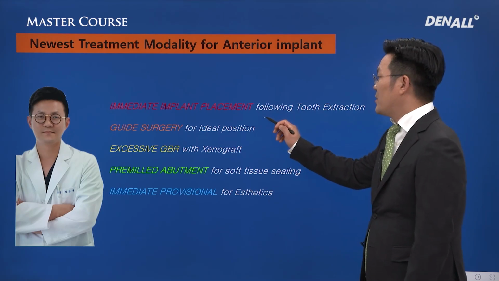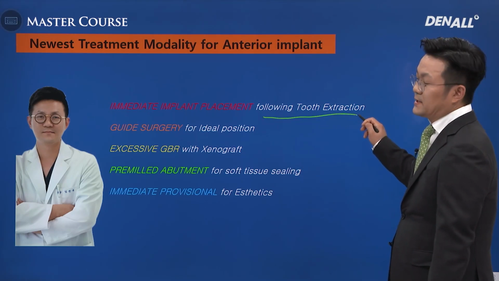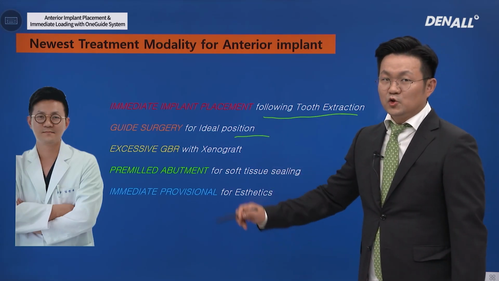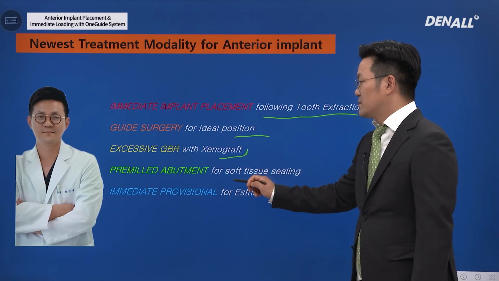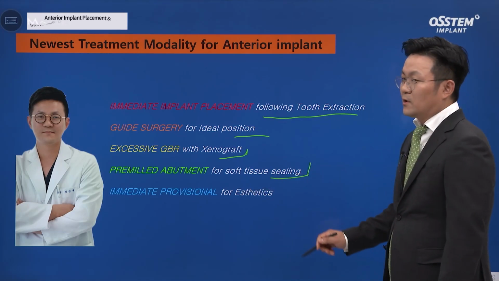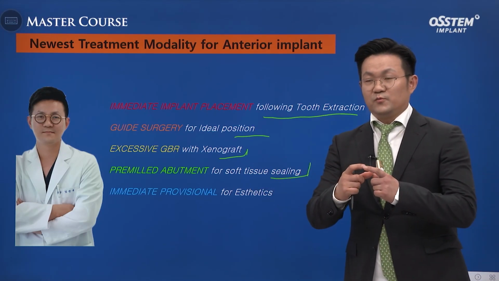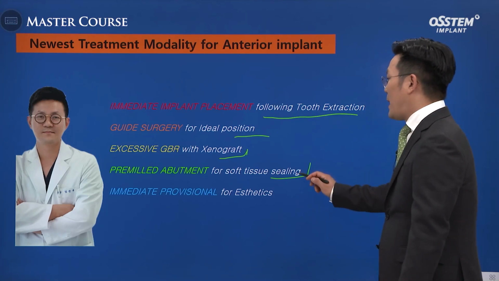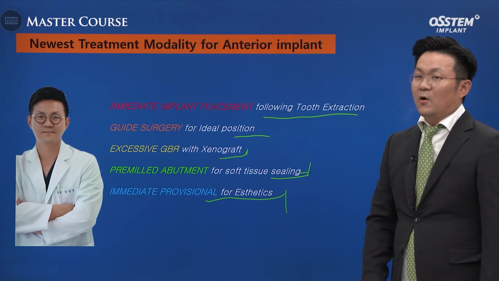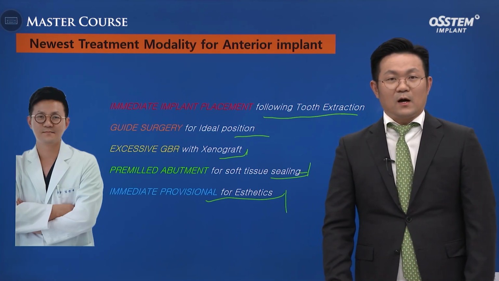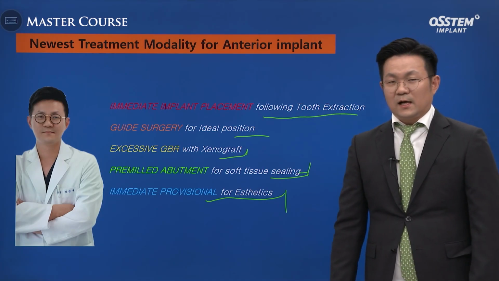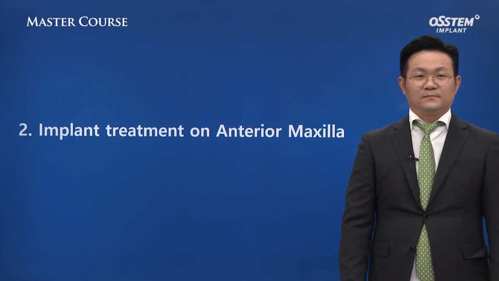So my approach is this. I do immediate placement following tooth extraction, guide surgery for ideal position, excess GBR with xenograft, and a pre-milled abutment is used, because if you buy off the shelf, the top part cannot be sealed. So you have to close the sealing, and an immediate provisional is delivered to have a more aesthetically pleasing result and also more functional benefits for the patient.